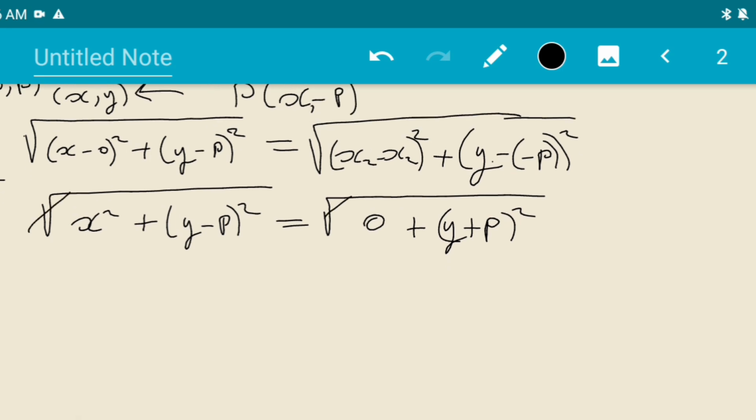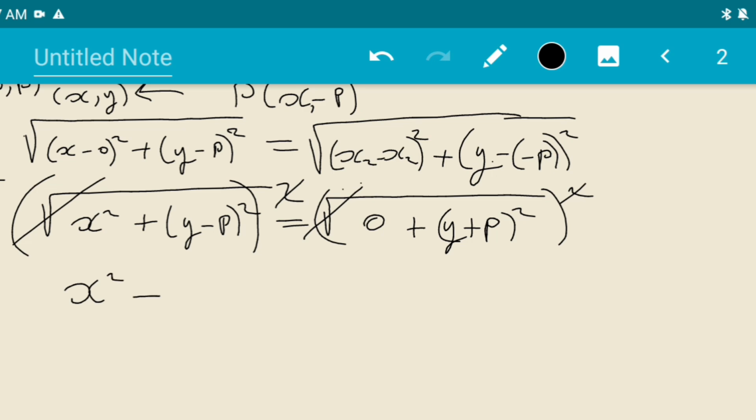So let's simplify it further by removing these here. How can we remove this? We just introduce the square both sides, so that would be squared. We do the same this side, squared. So this goes, that goes, this goes, that goes. What we're going to remain with here is x squared plus (y minus p) squared should be equal to (y plus p) squared.